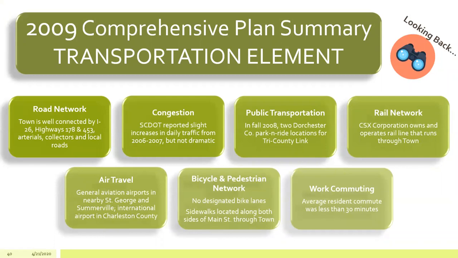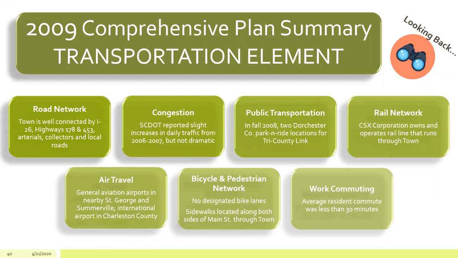So moving to the 2009 review of the transportation element, the road network was basically showing a well-connected town connected by I-26, highways 178 and 453, and a variety of arterials, collectors, and local roads, of course. Not too much congestion happening at that time. SCDOT data reported slight increases in daily traffic from 2006 to 7, but nothing too dramatic.